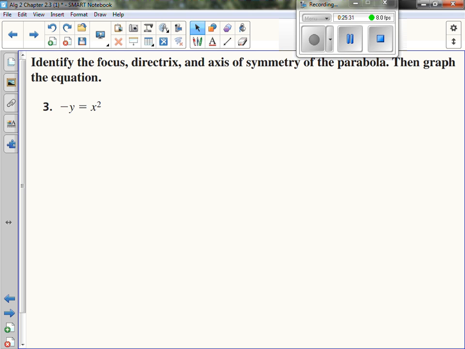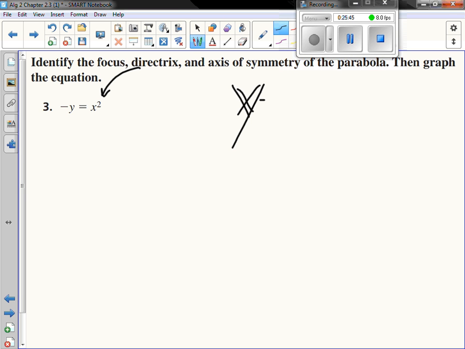So when we look at this here, we should notice that x is the variable that's being squared, because we have x squared. So I'm going to refer back to the equation that it is, and that's going to be y equals 1 over 4p x squared. This is the equation we have.